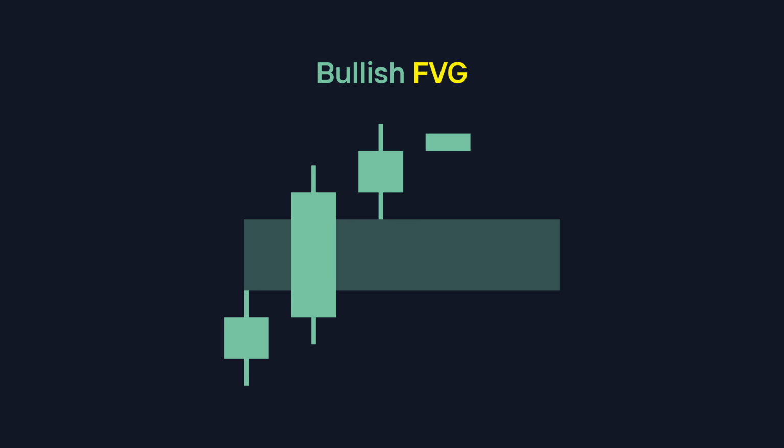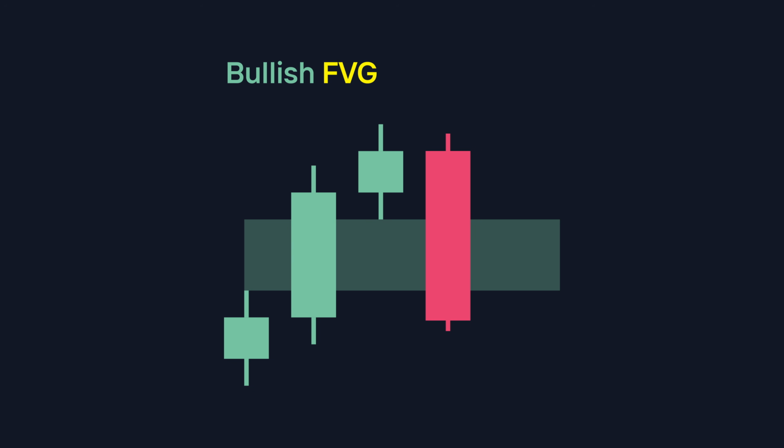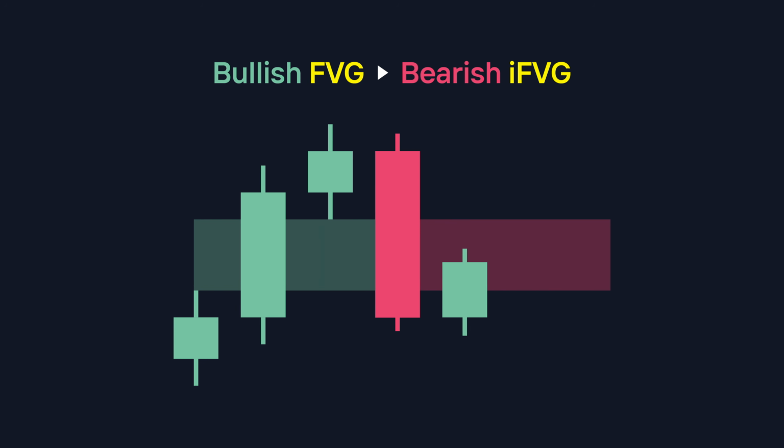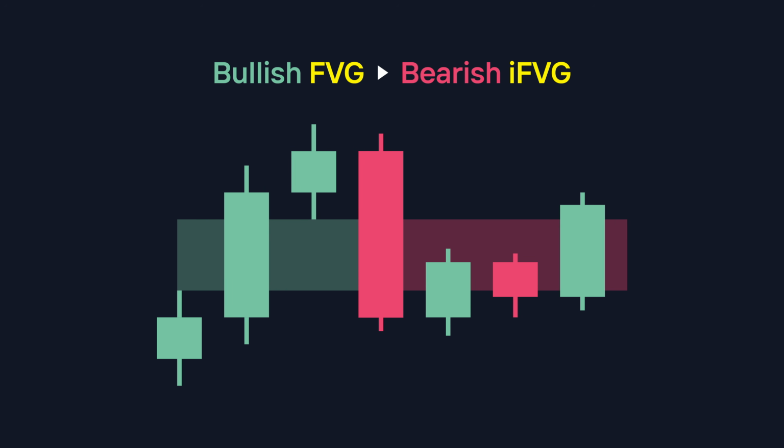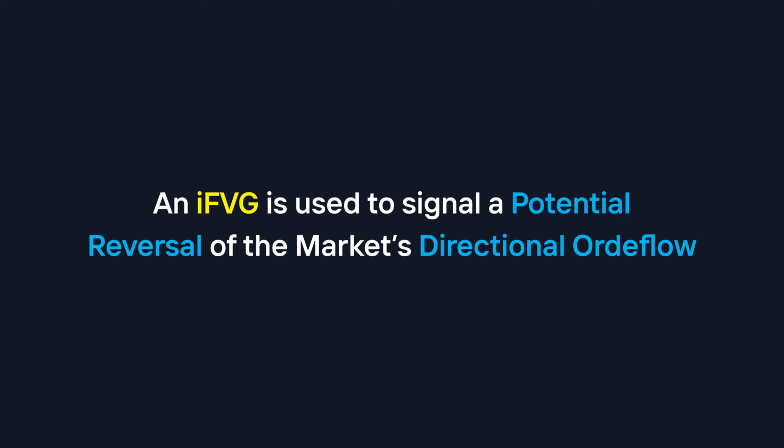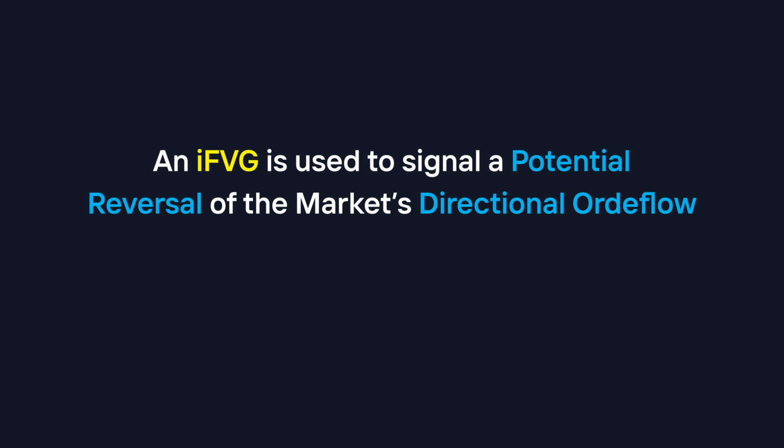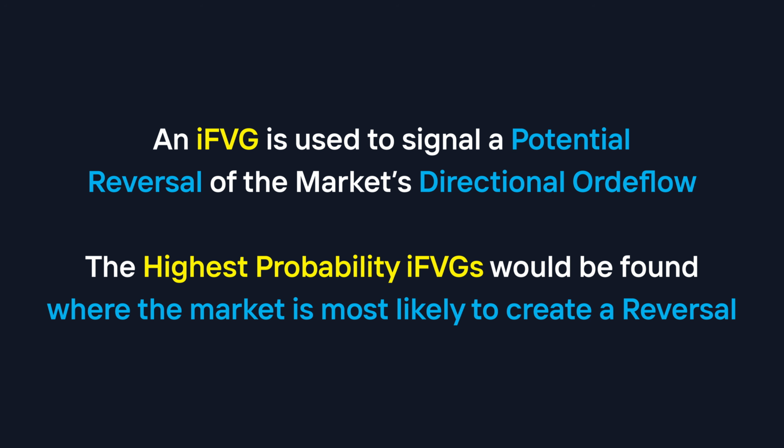By definition, any FVG can technically become an iFVG, but like with FVGs, not every iFVG trade setup is equal in value and quality. The reason why comes down to the logic behind what an iFVG is actually used for, which is to signal when a potential reversal in the market's order flow might be occurring. This means the highest quality iFVGs would be found where the market is most likely to create a strong reversal.